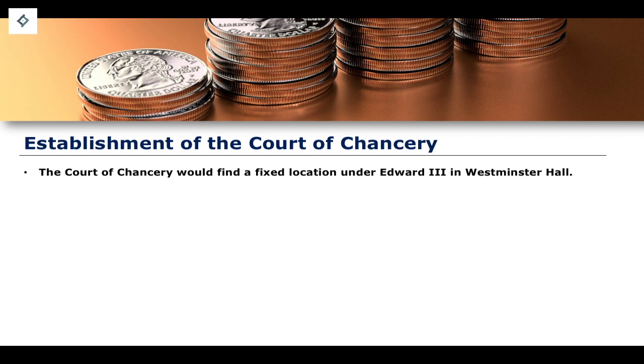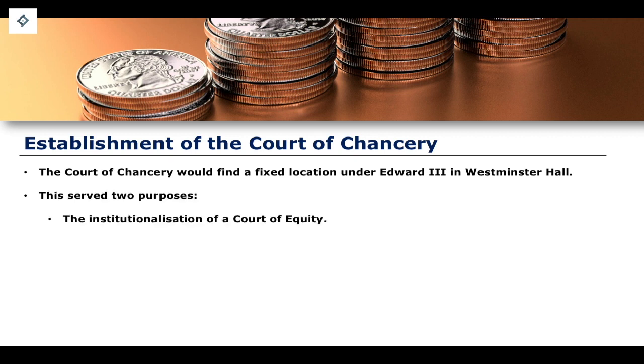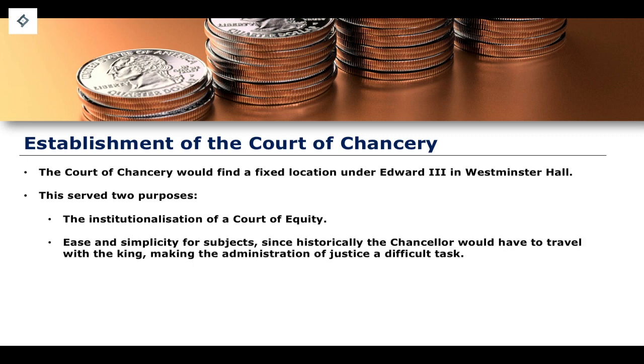Now, the reason for a fixed location of the Court of Chancery was to firstly show and create the institutionalization of a court of equity, but also it made it easier for the king's subjects, because the Chancellor would historically have to travel around with the king, and so administration of justice meant that you had to go and find where the king was to have a case heard before it.